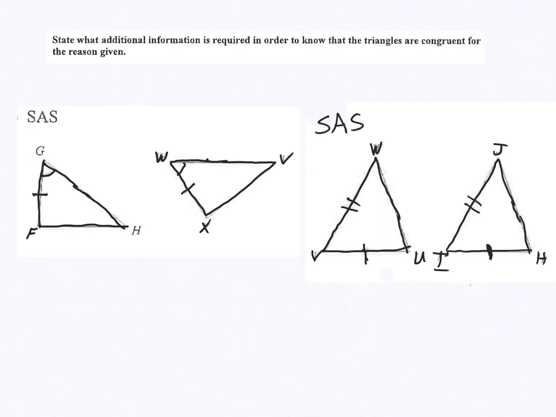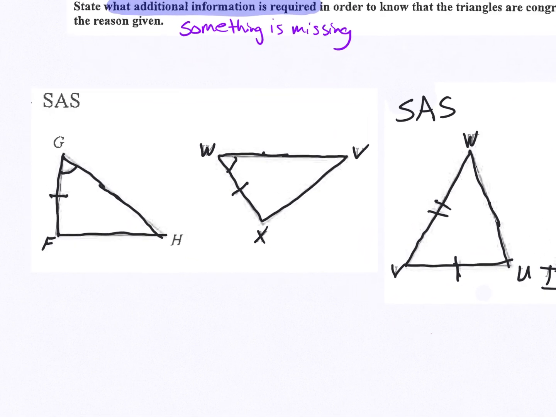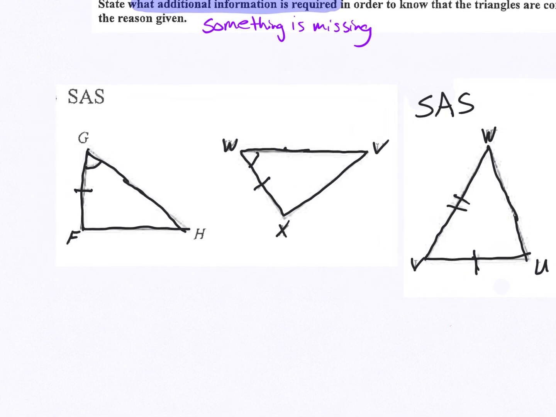So when we look at this one now, notice it says, state what additional information is required in order to know that the triangles are congruent. Because it says state what additional information is required, it means something is missing. And we've got to figure out what's missing. So when we look at this first one, notice it tells me SAS. So it's telling me what theorem it's supposed to be, but we've got to figure out what's missing to make that true.